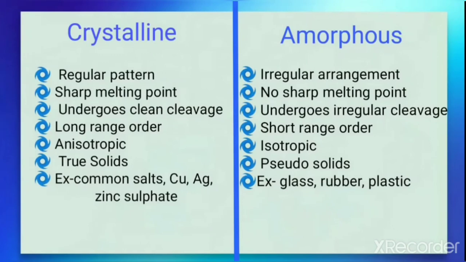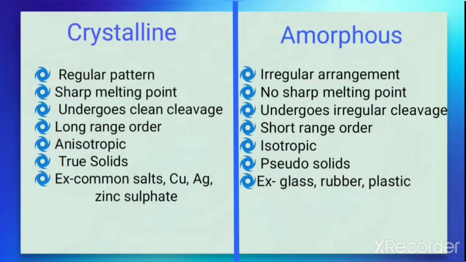Let us do a comparative study here. We can summarize this. Crystalline solids have regular patterns. Amorphous solids have an irregular arrangement of particles. Crystalline solids have a sharp melting point. Amorphous solids have no sharp melting point. Crystalline solids undergo clean cleavage, but amorphous solids undergo irregular cleavage. Crystalline solids have long range order. The other one has short range order. Crystalline is anisotropic, amorphous is isotropic.